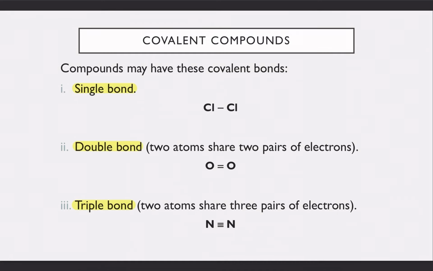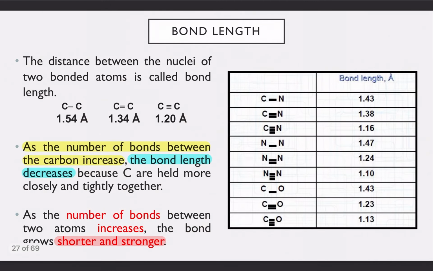Cl can form single bonds. Your oxygen can form double bonds. It can form single bonds too, but it prefers double bonds. Nitrogen prefers triple bonds for it to be neutral, no charge. So the bond lengths for your single, double and triple bonds are different.